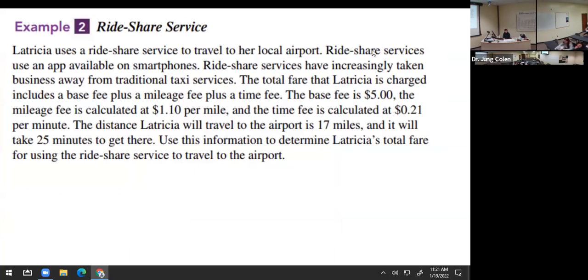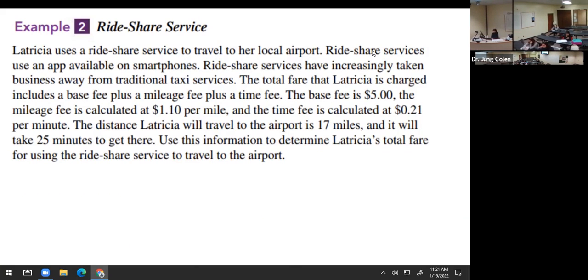Patricia. I think so. Patricia uses a rideshare service to travel to her local airport. Rideshare services use an app available on smartphones. Rideshare services have increasingly taken business away from the traditional taxi services. The total fare that Patricia is charged includes a base fee plus a mileage fee plus a time fee. The base fee is $5. The mileage fee is calculated at $1.10 per mile, and the time fee is calculated at 21 cents per minute. The distance Patricia will travel to the airport is 17 miles, and it will take 25 minutes to get there. Use this information to determine Patricia's total fare for using the rideshare service to travel to the airport.